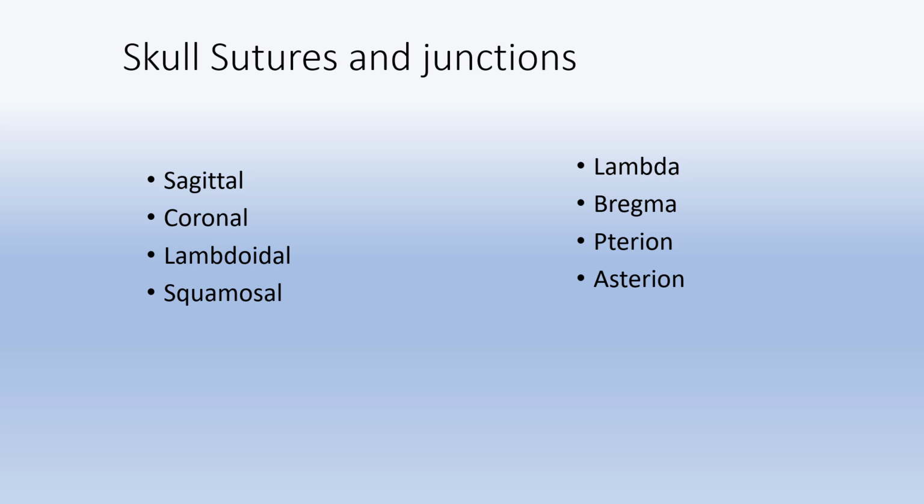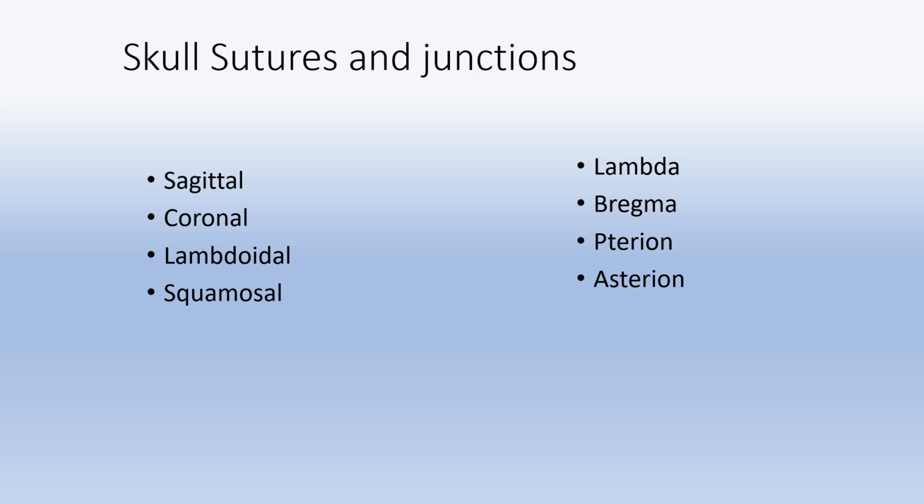The lambda is the posterior junction between the sagittal and lambdoidal sutures. I'll say that again. The lambda is the posterior junction between the sagittal and lambdoidal sutures. The bregma is the superior junction between the coronal and the sagittal sutures.